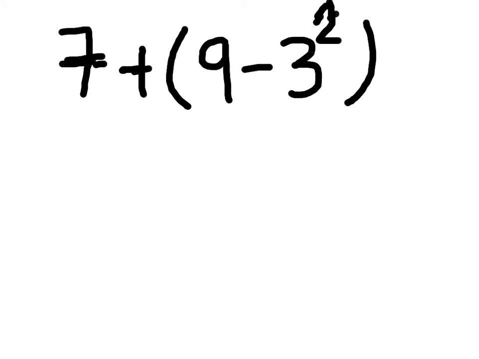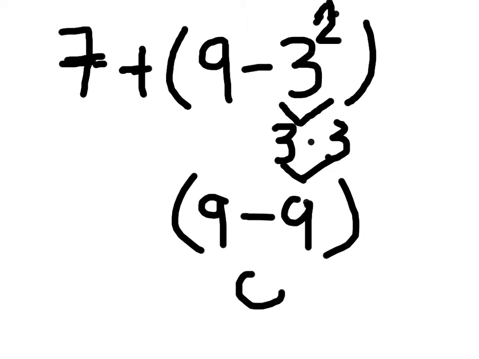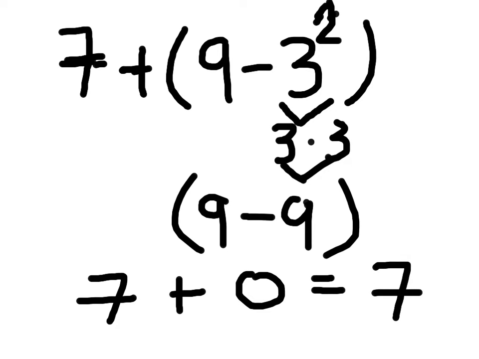So what do you got to do inside the parens first? 9 minus 3. Careful. Feel that 3. What does that 3 have next to it? To the second power. Should we do exponents first before we subtract? Yes. So 3 to the second power means 3 times 3, which is 9. Now do 9 minus 9. 0. Good mental math. So you have 0, and then you finally add that to the 7 at the beginning. So 7 plus 0 is 7.